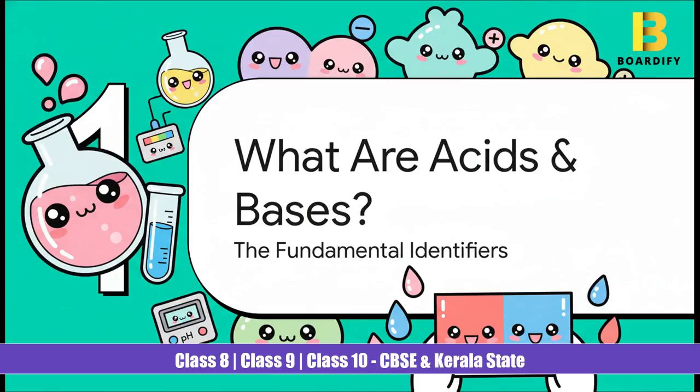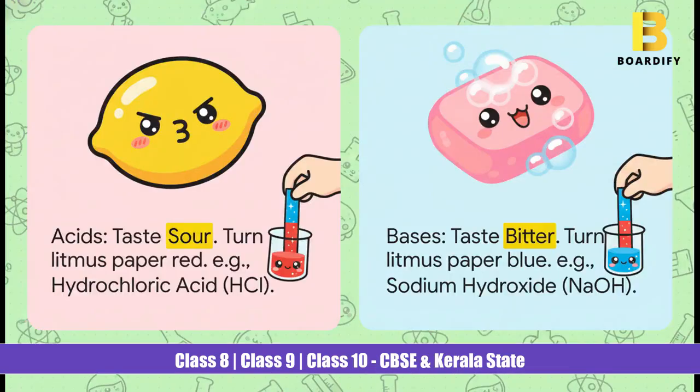All right, first up, how in the world do we even tell these things apart? Well, it all starts with a few basic identifiers. You're definitely going to see this on your exam, so let's nail this down. Acids, they taste sour. Think lemons. Bases, they're bitter and feel kind of slippery like soap. Now, for the litmus test, here's a simple trick. Acids turn blue litmus red, bases do the opposite. They turn red litmus blue.